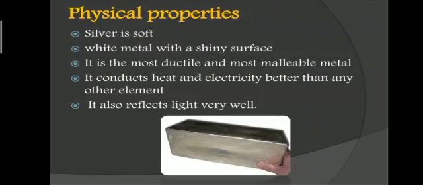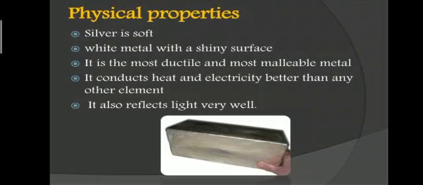Pure silver is a very soft, white metal with a shiny surface. It is the most ductile and most malleable metal. It means that it can easily be cut with a knife. It conducts heat and electricity better than any other element. When it reacts easily, it means that it can conduct heat and electricity. It also reflects light very well. In some cases, silver metal is found hard in nature, but in most cases, silver is a soft metal. It is ductile and malleable.